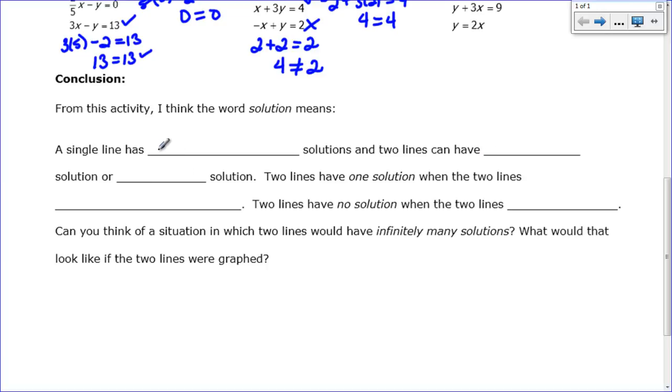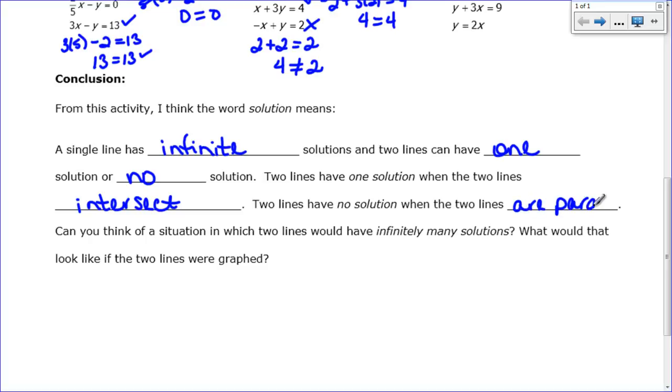So a single line, even if you graph that line twice, once on top of itself, then you have infinite solutions, just like we saw in our example. And two lines can either have one solution because they intersect, or no solution because they are parallel. Two lines have one solution whenever the lines intersect, and two lines have no solution when the two lines are parallel.